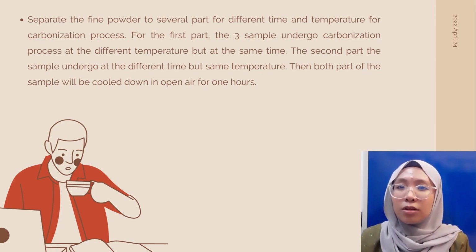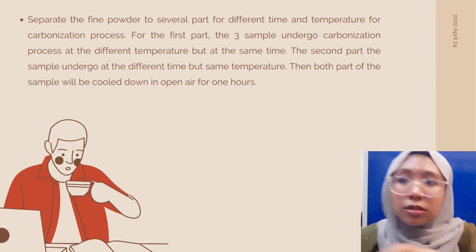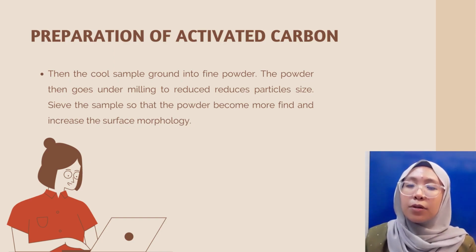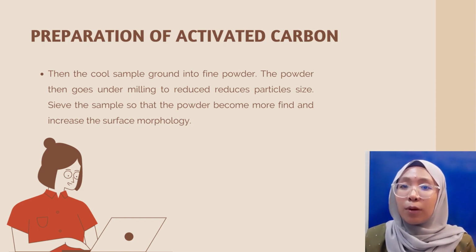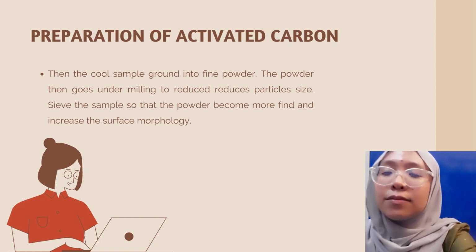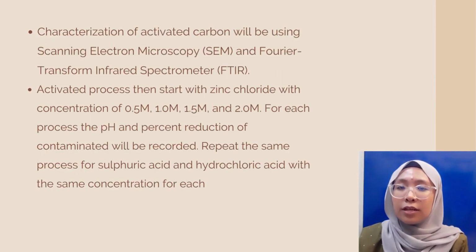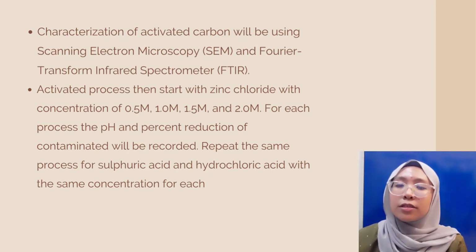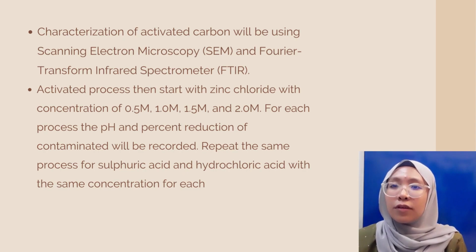Then both parts of the sample will be cooled down in open air for around 1 hour or until they cool. Then the cooled sample is ground into fine powder. The powder then goes under milling to reduce the particle size. The sample will be sieved into fine powder to increase the surface morphology. For the characterization of activated carbon, I will use scanning electron microscopy (SEM) and Fourier transform infrared spectrometer (FTIR).